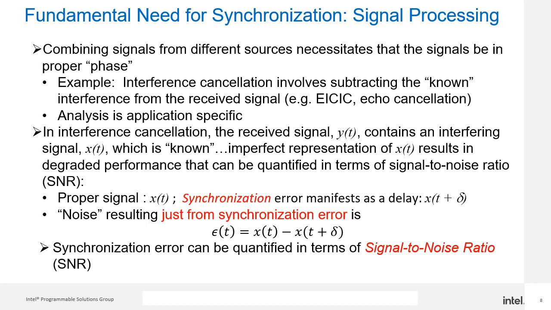And since the sampling is governed by the clock, the synchronization error of the clock can be translated into something like a noise. So think about epsilon of t as the difference between the true value x of t and this sample that we've actually taken, which was taken at the wrong time. And this delta is like the time error. So synchronization error we can actually quantify in terms of signal to noise ratio.